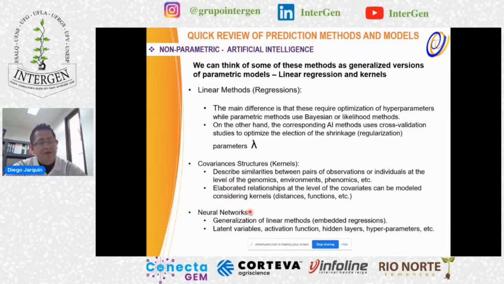And also we have another set of models, neural networks, which are a generalization of linear methods where we have embedded multiple regressions. We have latent variables, activation functions, hidden layers, hyperparameters, etc.